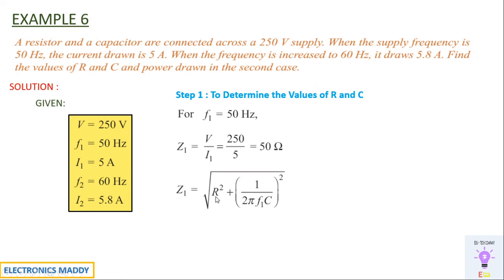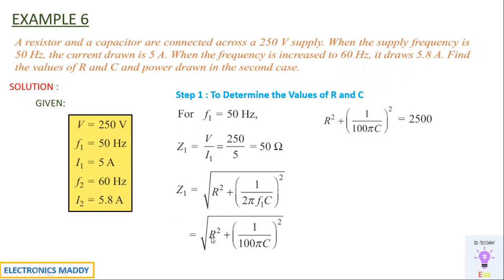We know that Z1 is equal to the square root of R square plus XC square. But XC is 1 by 2 pi F C, or XC is equal to 1 by omega C. So substituting XC as 1 by 2 pi F1 into C, with the value of the frequency F1, that is 100 pi C, squared, represented in this equation form. We take the square on both sides. We know the value of Z1, that is 50 ohms. The square of 50 is 2500. The square root gets cancelled out when squaring. This is represented as equation 1.